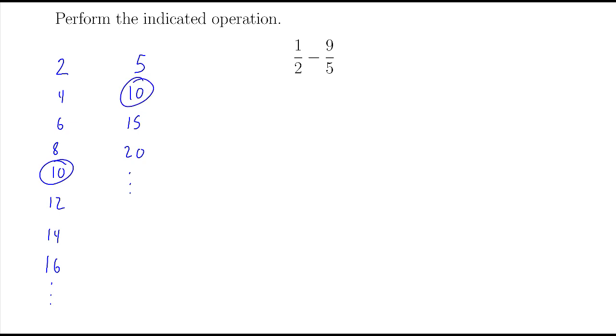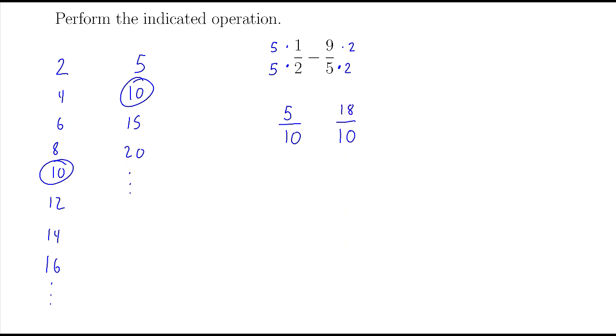So the question is then, what do I need to do in order to get 10 on the bottom of each of these fractions? That's not too hard. I know that to get 10 on the bottom of the first one, I need to multiply times 5. So I will also multiply the top times 5. 5 times 1 is 5. And to get the 5 to turn into a 10, I need to multiply it times 2. So 5 times 2 is 10. 9 times 2 is 18.